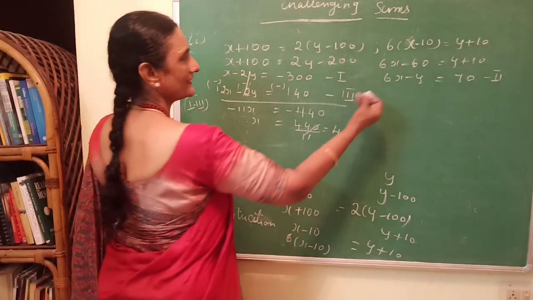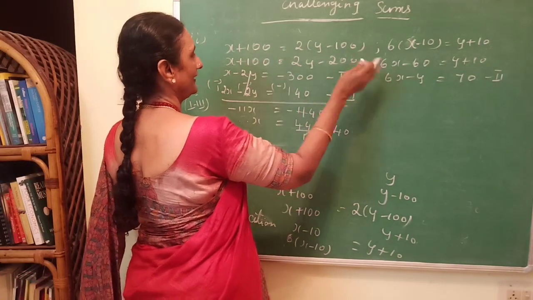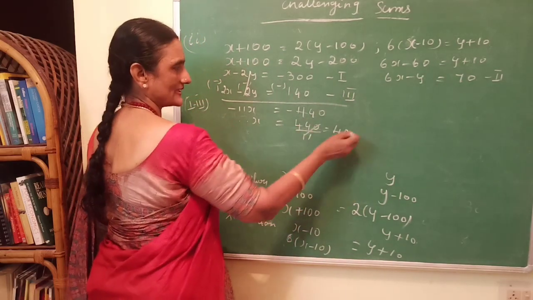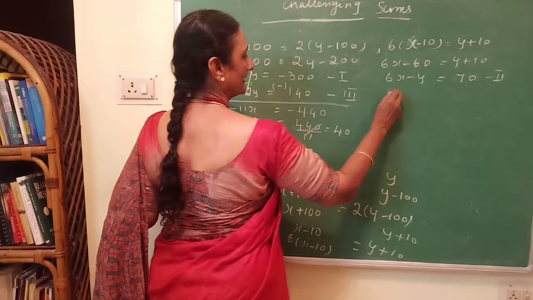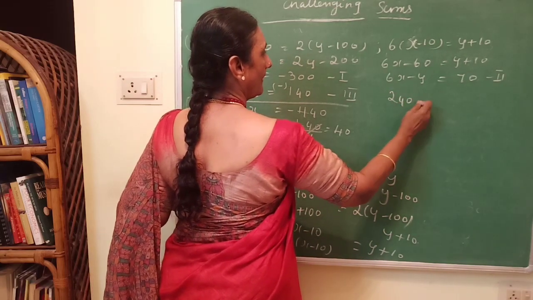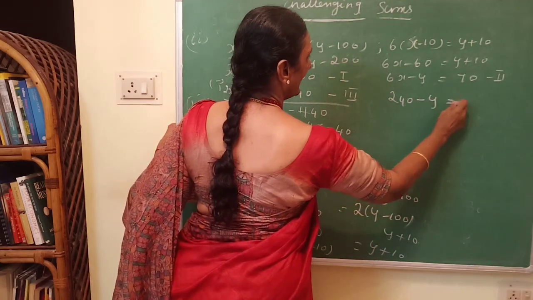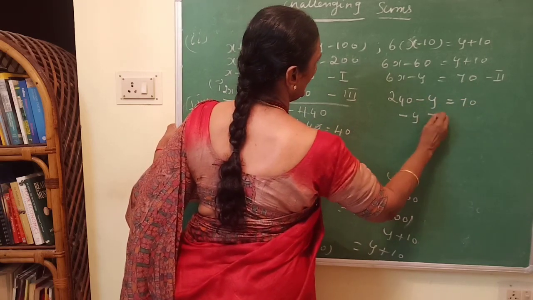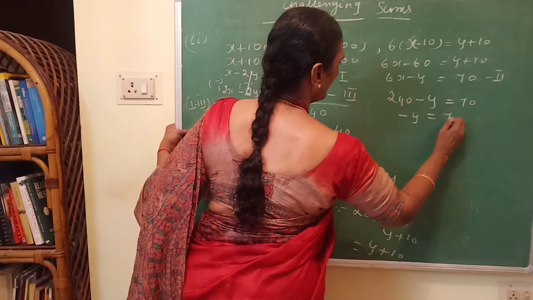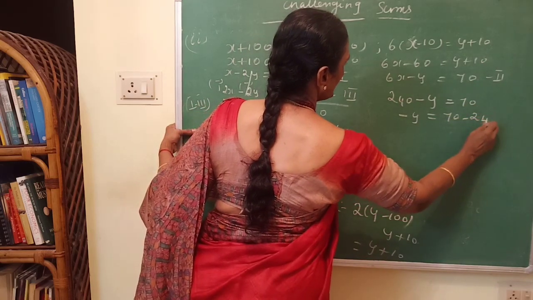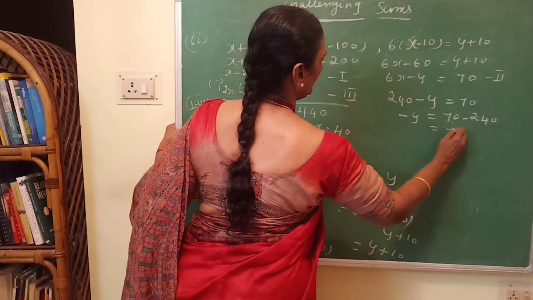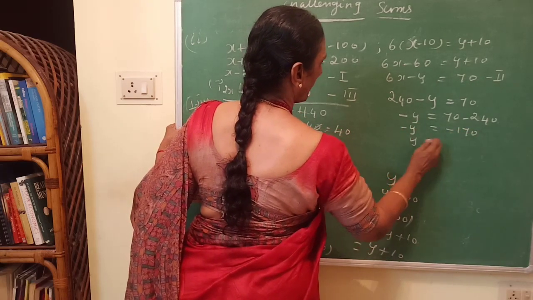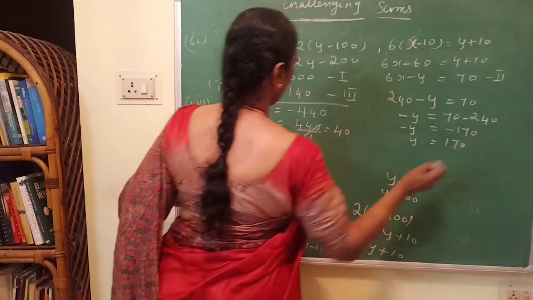Now we will substitute in any one of the equations to get the value of y. How do we do that? I can substitute here or anywhere. I am going to substitute here. So 6 into x, 6 into 40. So that gives you 240 minus y is equal to 70. Now minus y is equal to, this 240 goes to the other side. So 70 minus 240 gives you minus 170. Therefore, y is equal to 170.